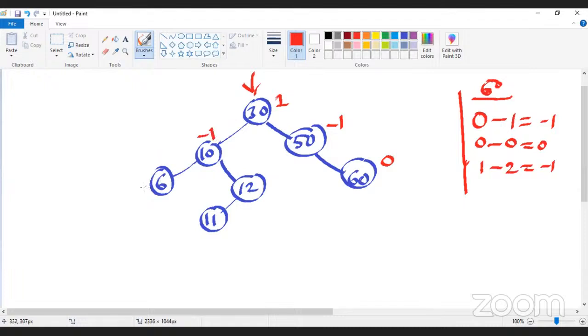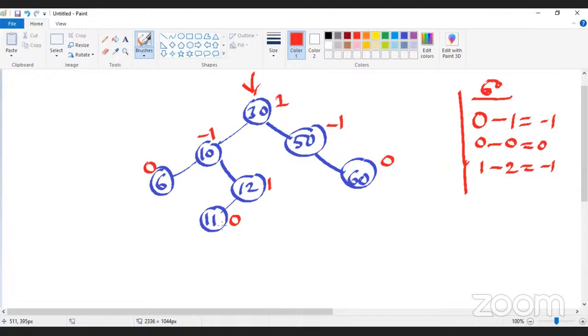Next, take 6. There is nothing on the left side and nothing on the right side. Means left 0, right 0, so 0. You take 12. Left side is 1, right side is 0. 1 minus 0 is 1. And you take 11. Left is nothing, right is nothing. 0 minus 0 is 0.